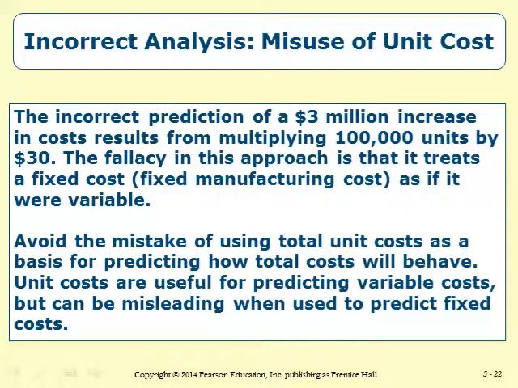The incorrect prediction of a $3 million increase in cost results from multiplying 100,000 units by $30. The fallacy in this approach is that it treats a fixed cost, the fixed manufacturing cost, as if it were variable. Avoid the mistake of using total unit cost as a basis for predicting how total costs will behave. Unit costs are useful for predicting variable costs, but can be misleading when used to predict fixed costs.